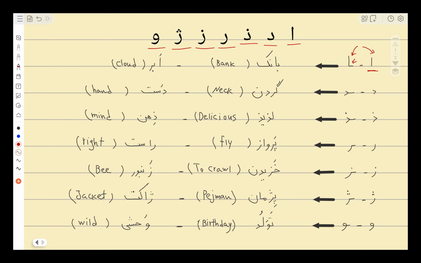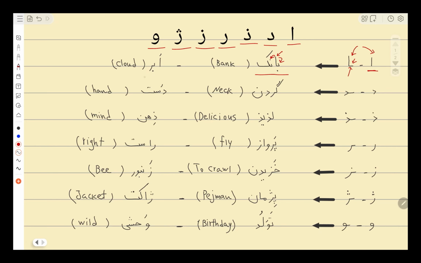Okay, for example, in the word bank, which means bank, we have the letter Aleph in the middle, and it is connected to the letter B, which is on its right side, but not to the letter Ne on its left side. So it is connected to B, but not to the Ne. Why is that? Because we have this small line on its right side. So it can be connected to the letter on its right side, which is B here.